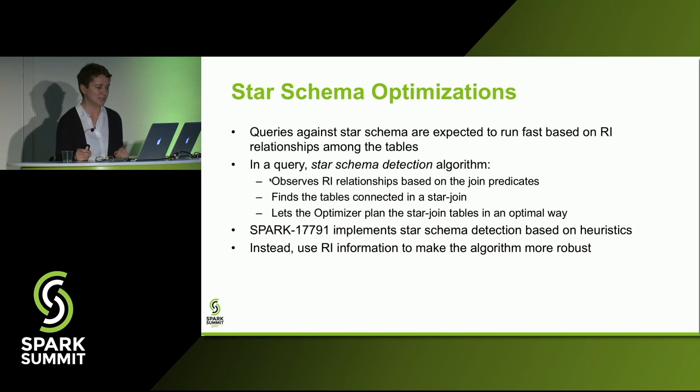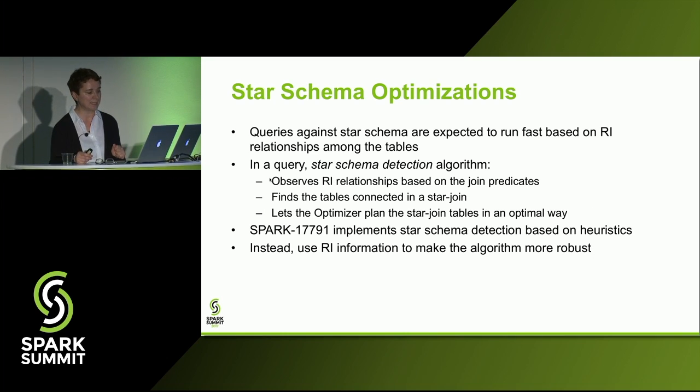Next, I will present our enhancements. I will start with star schema optimizations. Queries against our schema are expected to run fast based on the established RI relationship among the tables. In a query, star schema detection will observe the RI relationship based on the join predicate. It will find the tables connected in a star join, and then it will let the optimizer plan the star join in an optimal way.